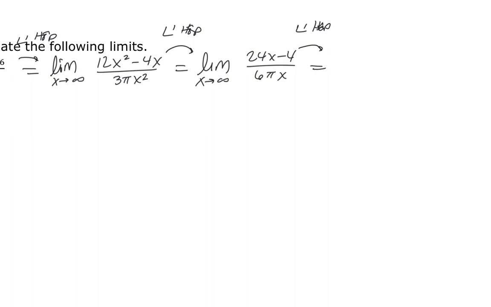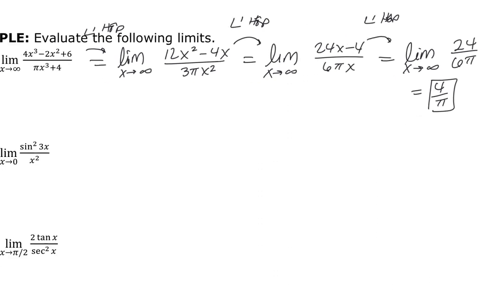Noting that I did L'Hopital's, so I do the limit as x goes to infinity. I'm going to get 24 over 6 pi. Now there's nothing left for me to actually evaluate, so I end up with 24 over 6, which is just 4 over pi, and that is my final answer. Now, like I said, I would not have done that by L'Hopital's.